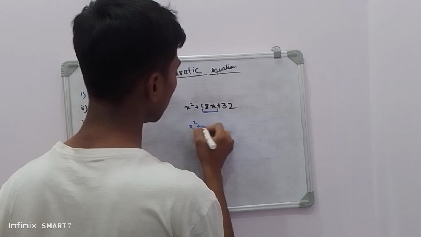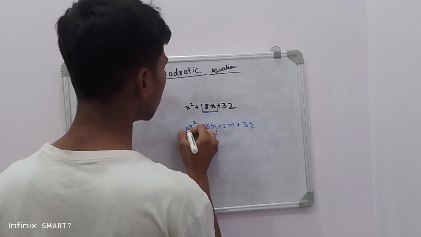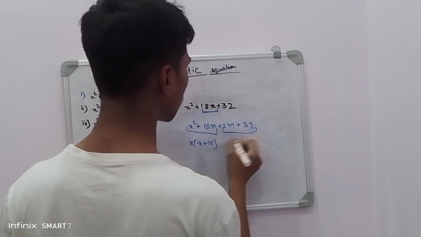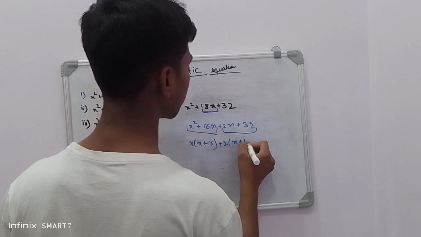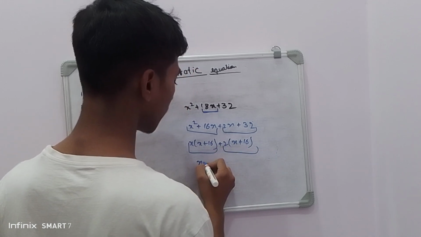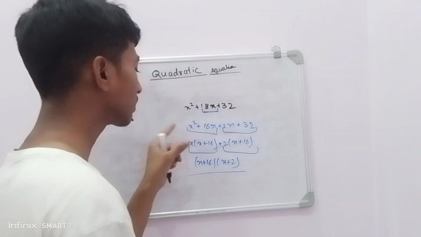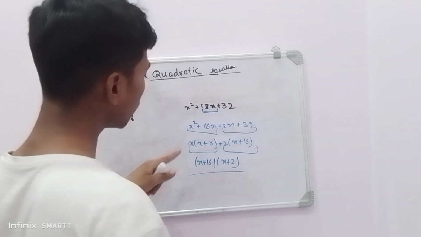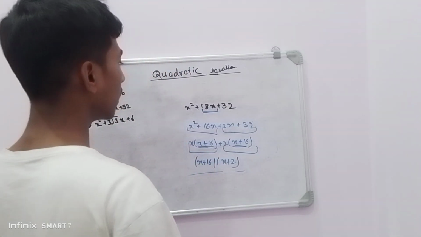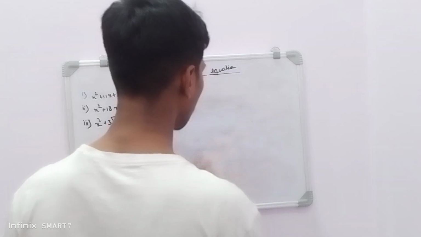So right here x square plus 16x plus 2x plus 32. So what is the common in these terms? x is the common, so right here x plus 16. And what is the common in this? The 2 is the common, so 2 times x plus 16. And in these two terms, we have x plus 16 as a common. So right here x plus 16 and x plus 2. This is the answer of this question. So you could think that whenever you split, you will get the same expression here, which can become the common. And let's try a difficult question so that you could make a better understanding of this.